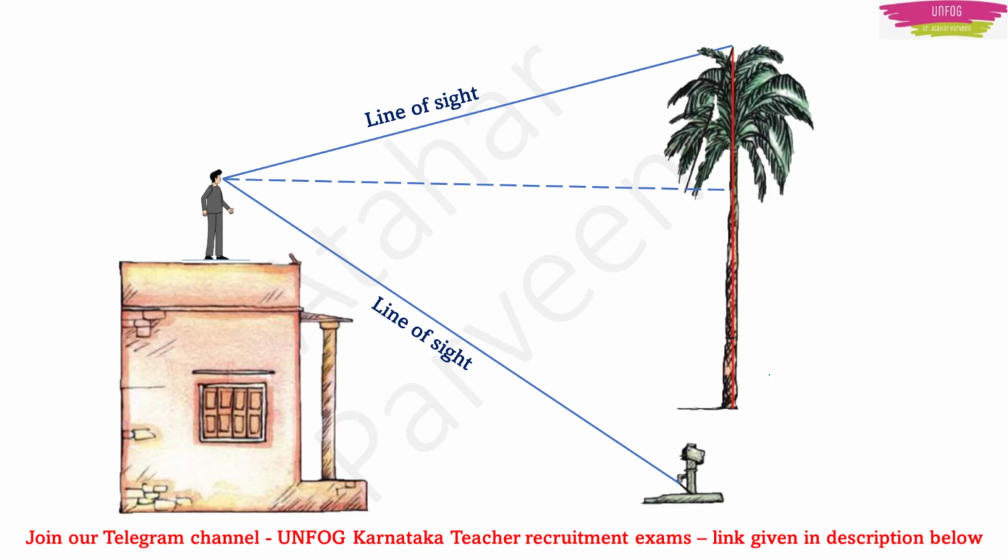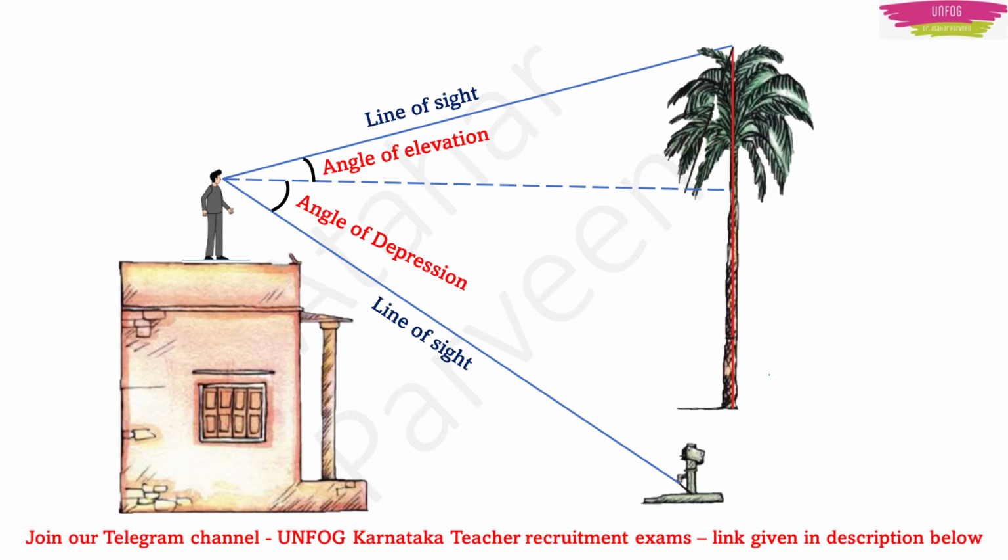Okay, now keeping this horizontal line as reference, the angle which you made while seeing the top of the tree is known as angle of elevation. And keeping this horizontal line as reference, the angle which you made to see the bottom of the borewell is known as the angle of depression. Okay, I hope you are understanding this situation.